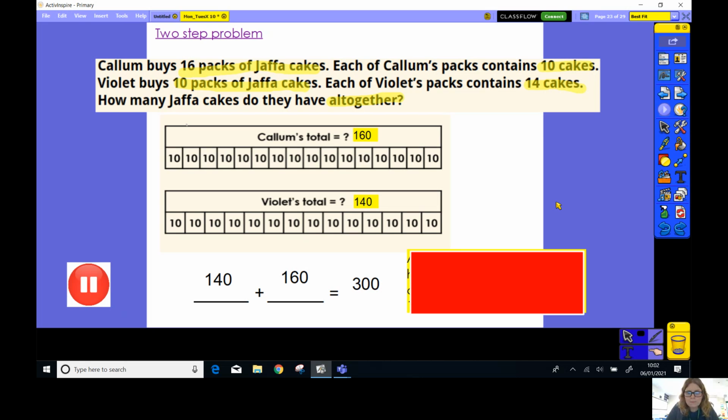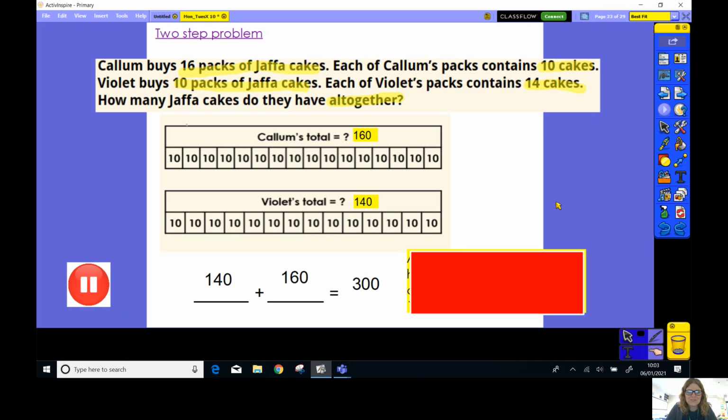Now remember, what is the key part of the sentence I'm going to need to see? I know this because. So have a go at answering this question, and remember, you're writing in full sentences just like you would in English. So you'll need to say Callum and Violet, and you might need to use the word altogether. Off you go.